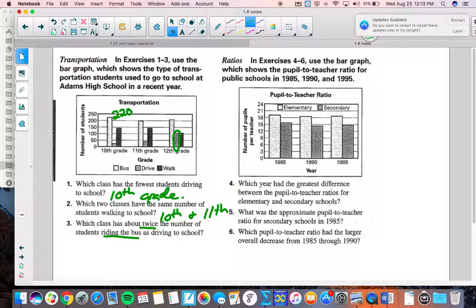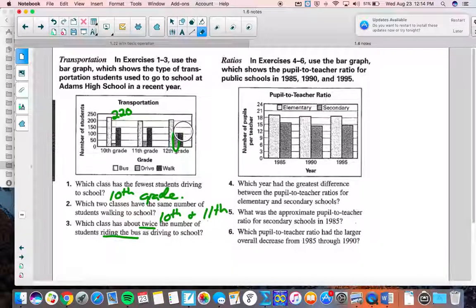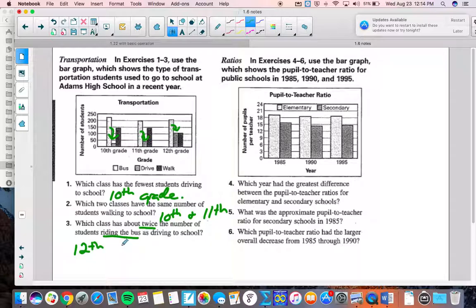So I said which class has twice the number of students riding the bus as driving, we should compare within the classes, folks. So here, this is way more than twice. And here, that's way more than twice. And that's about twice. So 12th grade is the class that has twice as many bus riders as drivers.